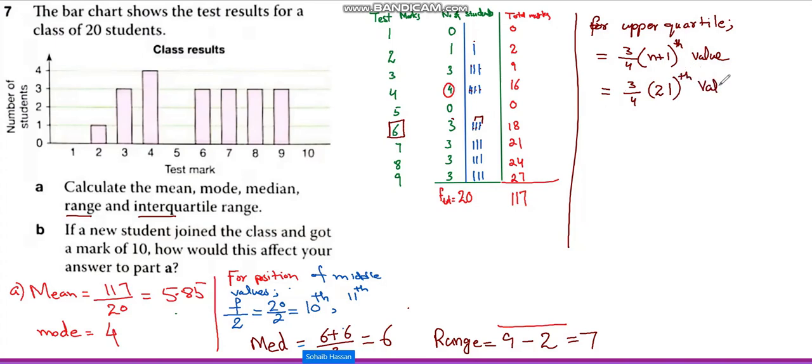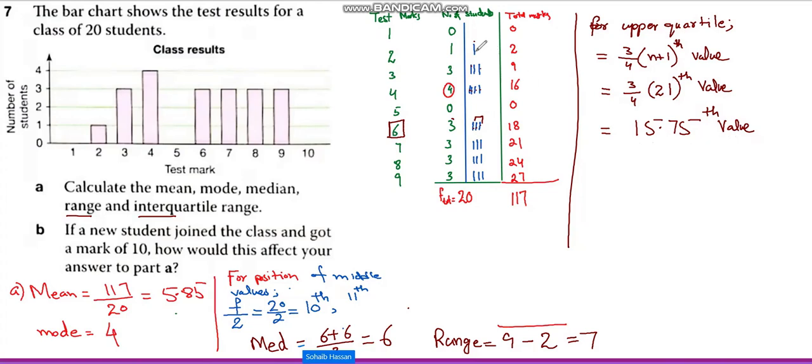And this will be the position of the value. So if you calculate it, we get 15.75. Means this value will be at 15th or 16th position. So let's see. So we have got the position of the value. Let's see what does exist at this value.